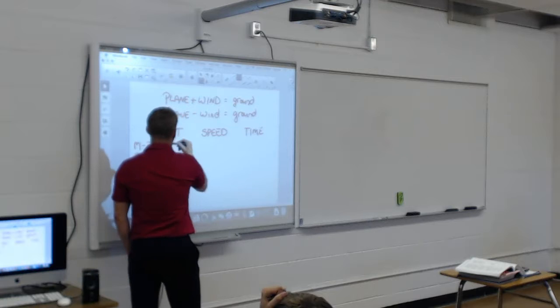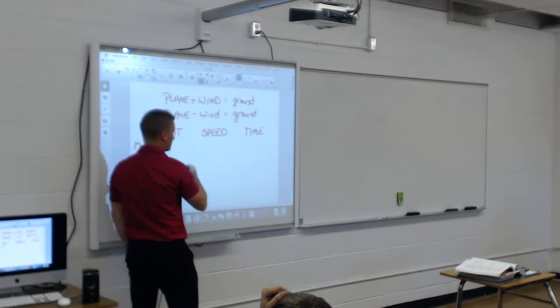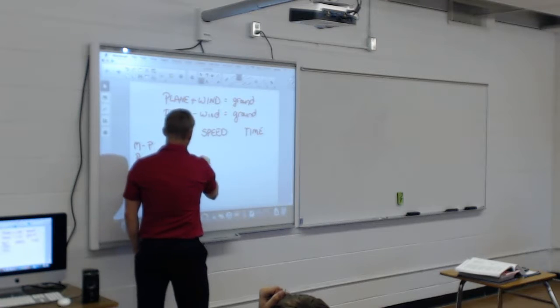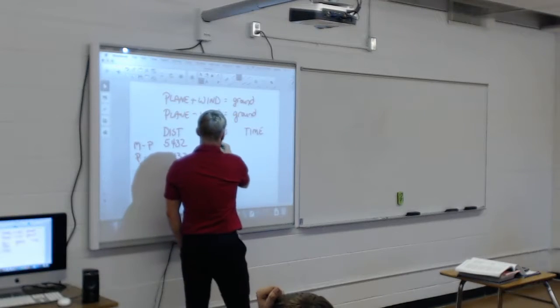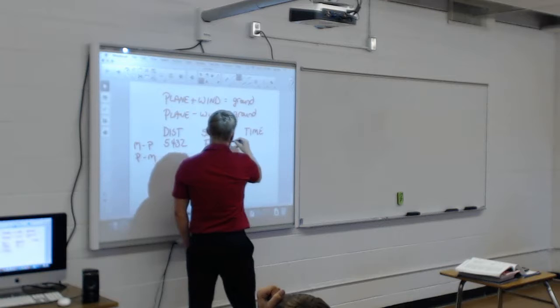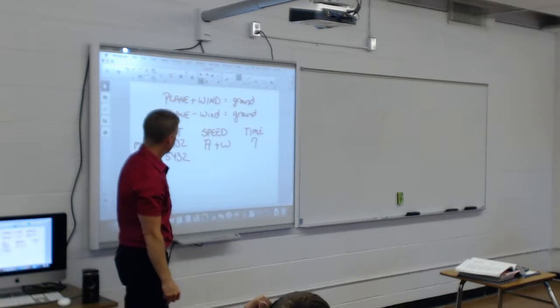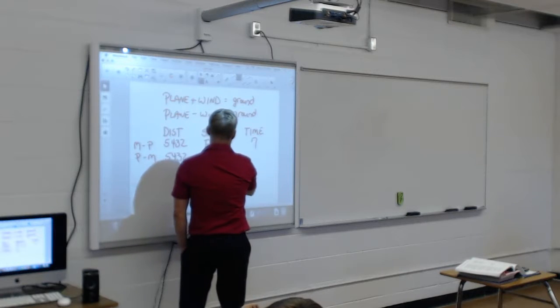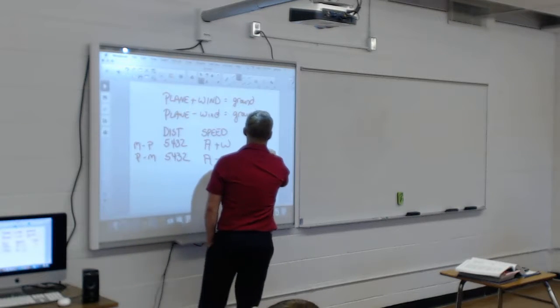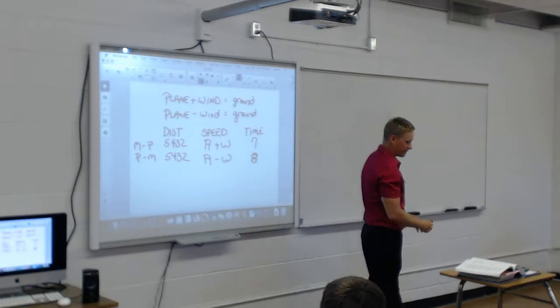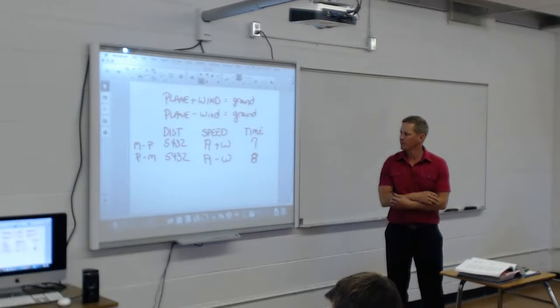So the distance is the same. What is it? 5,432? Yeah. Airplane speed plus the wind, and it took a total of 7 hours. We all agree? And then against the wind, took 8 hours. Okay, we agree with that then, right?